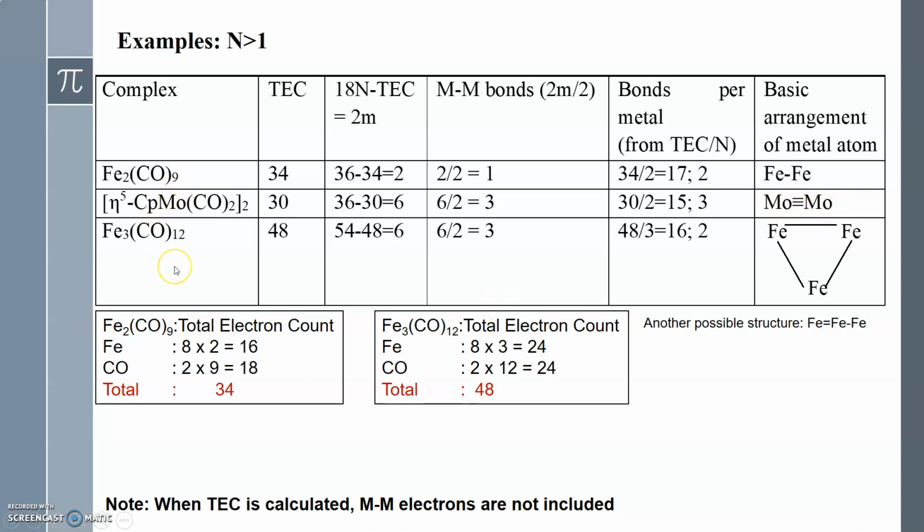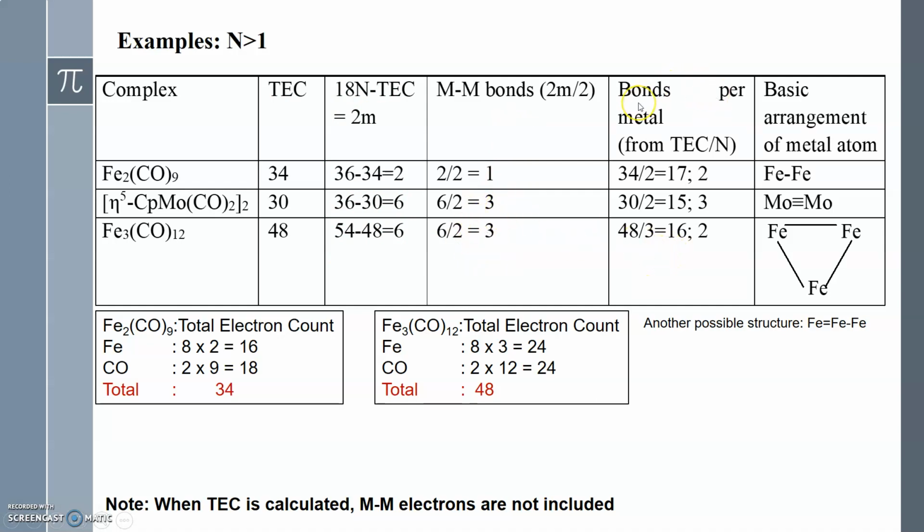Let us move on to the next example, Fe3(CO)12. Here the electron count is given 8 into 3, 8 for iron. Each iron into 3 is 24. For each carbonyl 2, there are 12 carbonyls, 24, so 48. So 18N count is 18 into 3 is equal to 54 minus 48, TEC is equal to 6. So the 6 electron count comes from metal-metal bond. So how many metal-metal bonds are there? There are 3 metal-metal bonds, right?